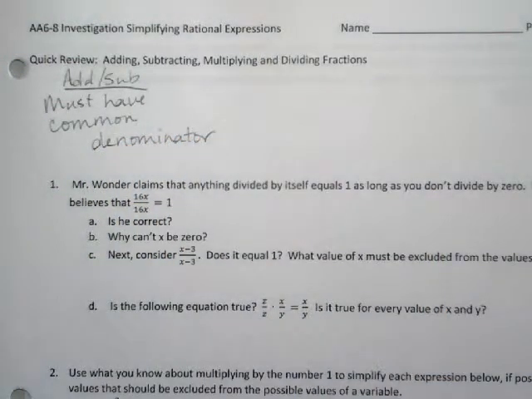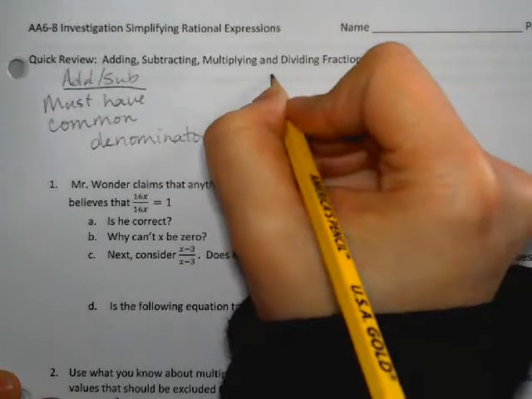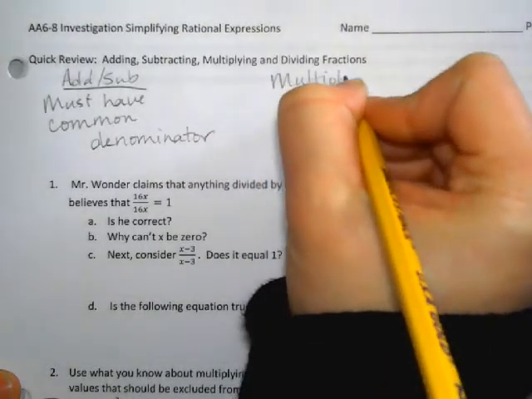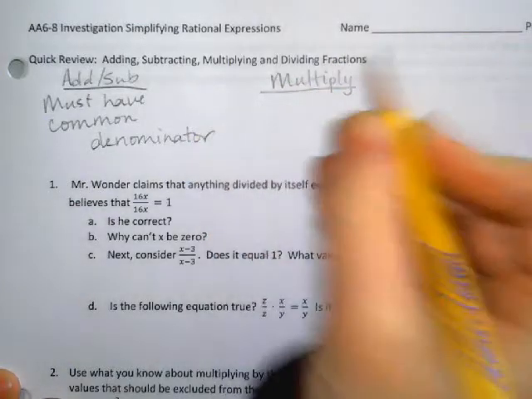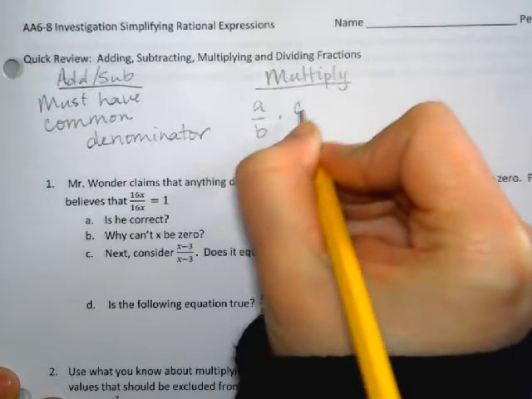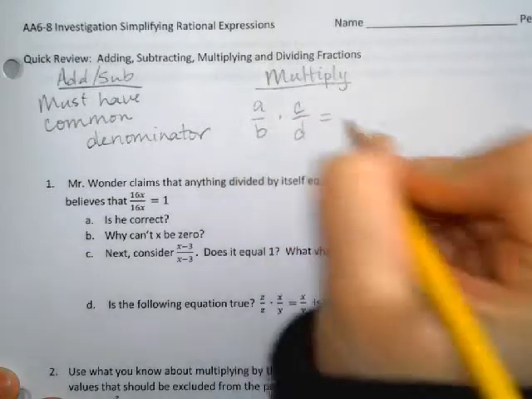We are not dealing with that much today. You're not going to have to worry about that, but I do want you to remember that as we move forward. Multiplying fractions is actually one of the easier things to do with fractions. So if I have A over B times C over D, how do I do that?